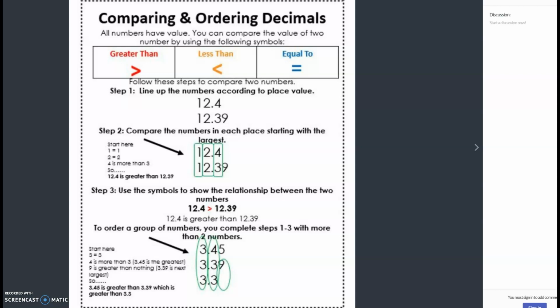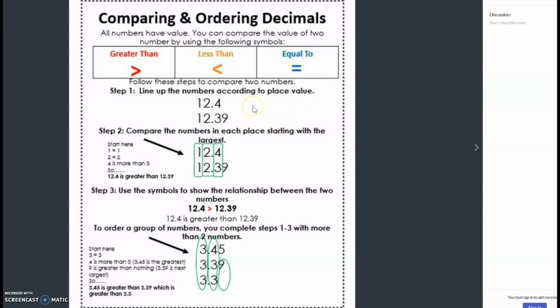So on this example they've given us, and you'll see here are your symbols. So greater than, remember, I always think about an alligator, and the alligator always wants to eat the bigger fish. So this open mouth needs to be pointing toward the bigger number. Okay, so greater than, less than, equal to.